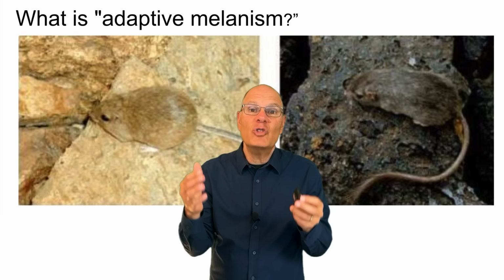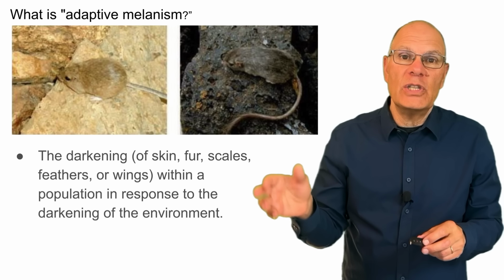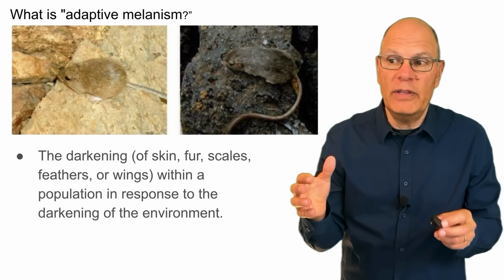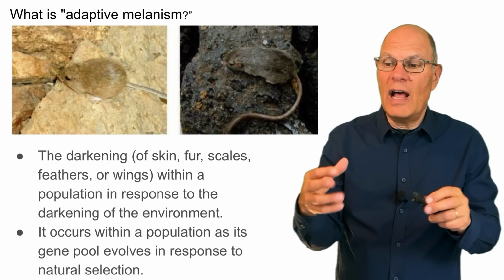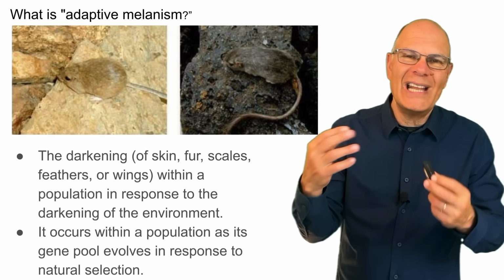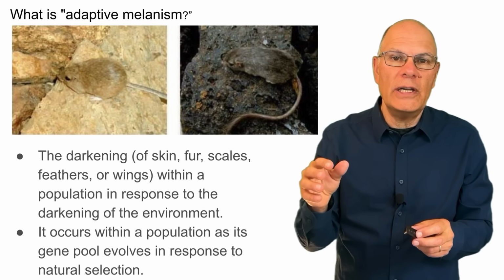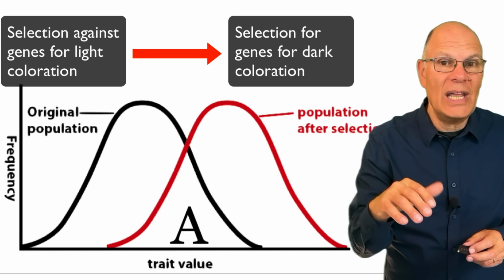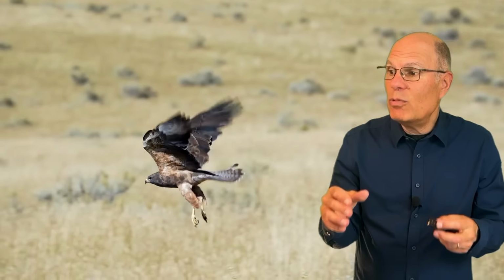An important type of directional selection to know about is adaptive melanism. Adaptive melanism is the darkening of the body within a population in response to the darkening of the environment. It occurs within a population as its gene pool evolves in response to natural selection. So it's not like getting a tan, which happens in an individual. This is something that happens over evolutionary time as genes for light coloration are selected against and genes for darker coloration are selected for. The selective pressure that results in adaptive melanism is typically predation.